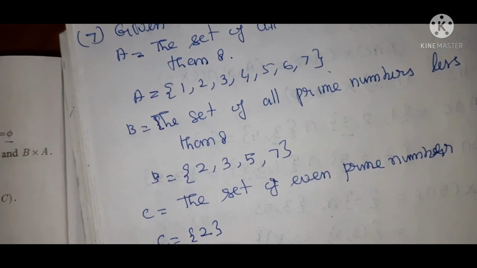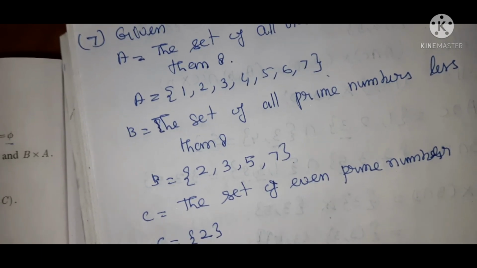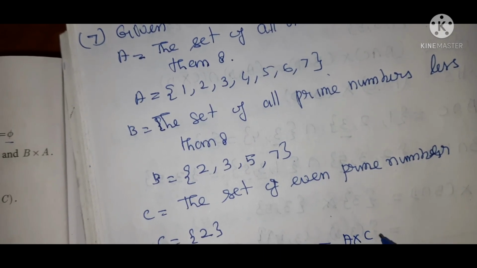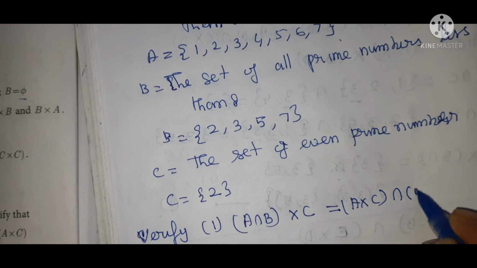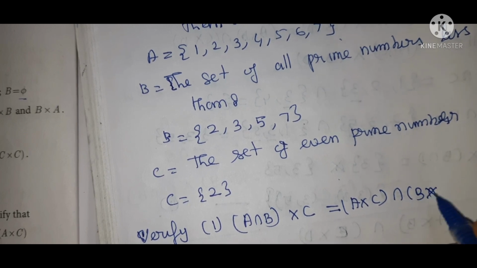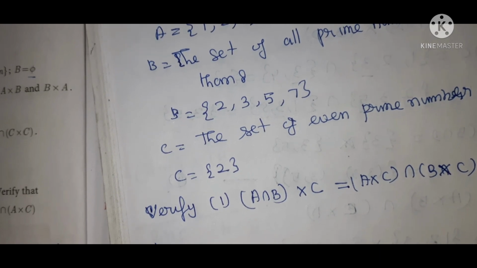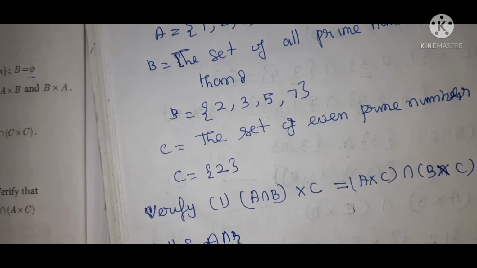Verify. First one: A intersection B cross C is equal to A cross C intersection B cross C. Left hand side: A intersection B cross C.